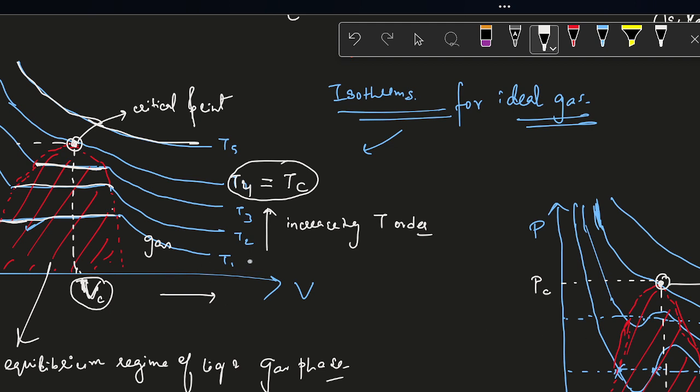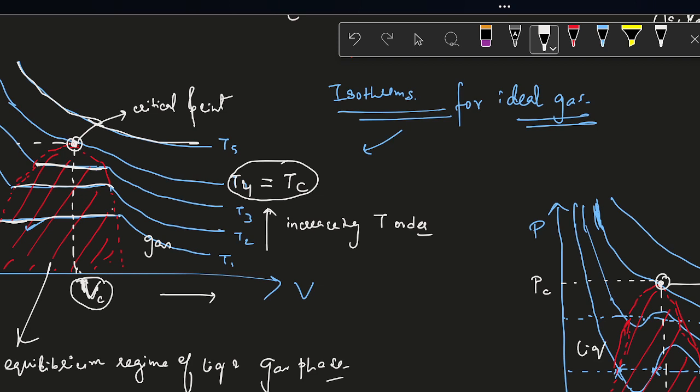So don't get confused with the indexing T1, T2, T3, T4. These are just random temperatures that I have given. The main point is that below the critical point temperature Tc there is a certain behavior, and above it the behavior completely changes. In this case, at the critical point the quantities are Pc, Vc and Tc. At T less than Tc you see a curvature like this, so you have a regime in between. This red dashed line is your equilibrium regime between the two phases, liquid and gas. This part is your liquid phase, and this part is your gaseous phase.